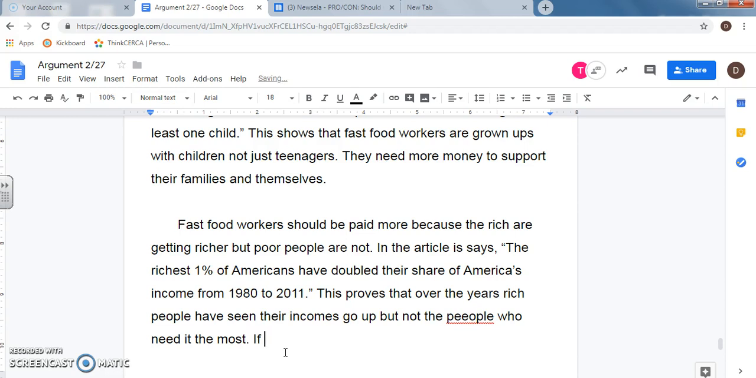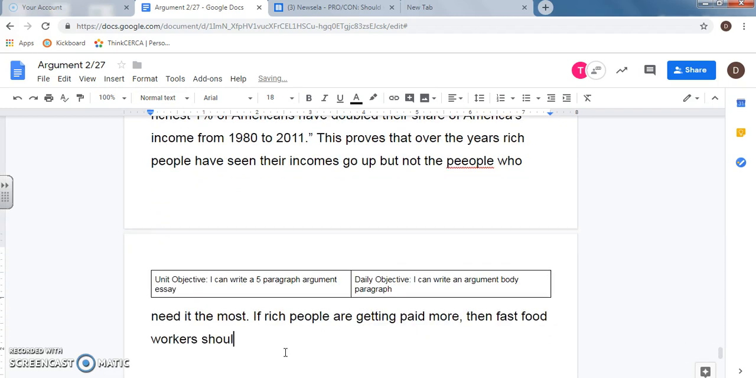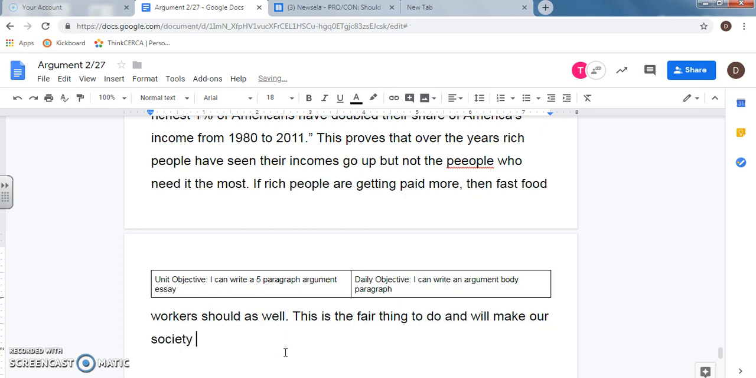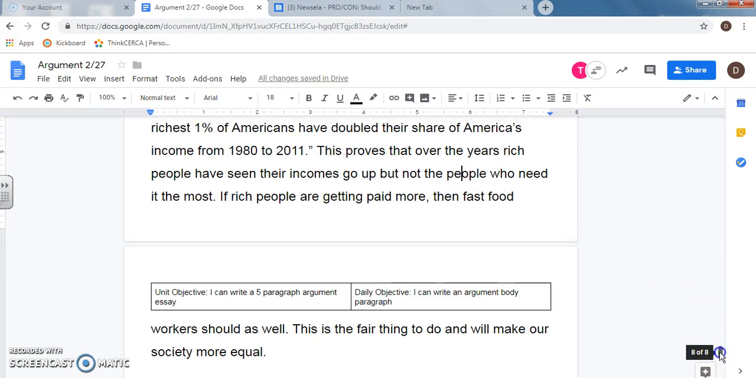So I'm going to continue. If rich people are getting paid more, then fast food workers should as well. This is the fair thing to do and will make our society more equal, right? Because in the article it talks about how rich people are getting richer and richer, but the poor people are staying where they are, and that's leading to a lot of problems.